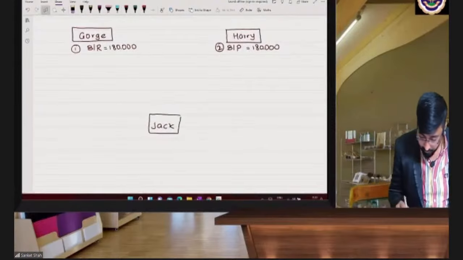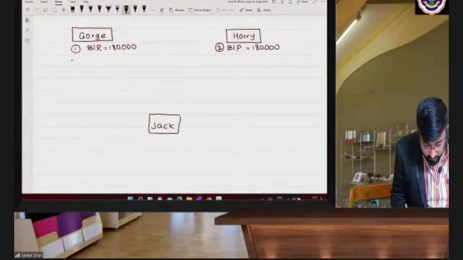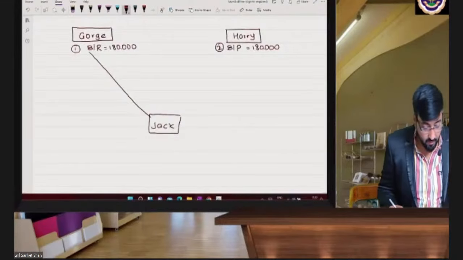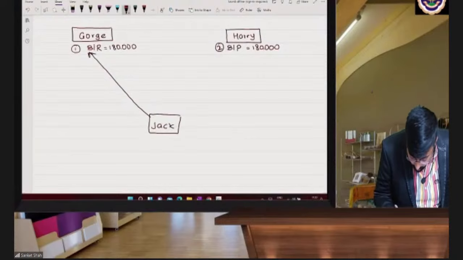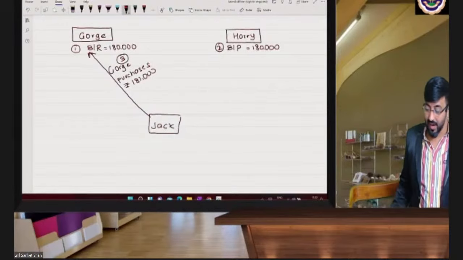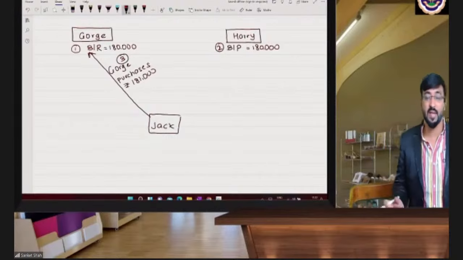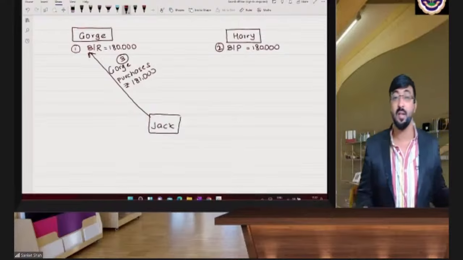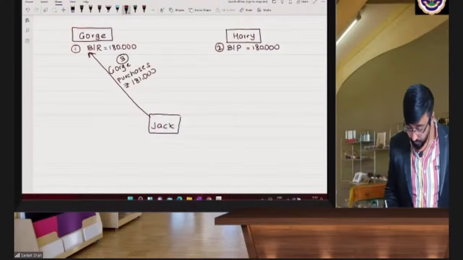Now George, what happens? Yes, he is getting some goods. So George purchases goods of rupees 1,81,000. So this is transaction number 3. And for Jack it is sales. But we are not bothered about Jack, and that's why we are thinking only for George. So this number 3 is for George, 1,81,000.